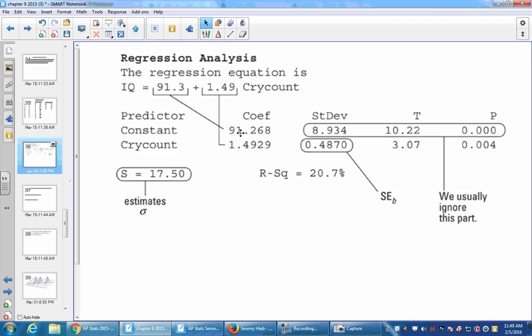So across from constant is your y-intercept, and across from the variable cry count is going to be your slope. As we move down here, this s is the standard deviation of the residuals. Over here is your standard error of slope. Now this top part we don't use, but these bottom parts we're going to use. So this is our standard error of our slope. This is our t-statistic for our slope, and this is our p-value. And I'll explain this more as we get into the test. But all of those are the values associated with the slope.